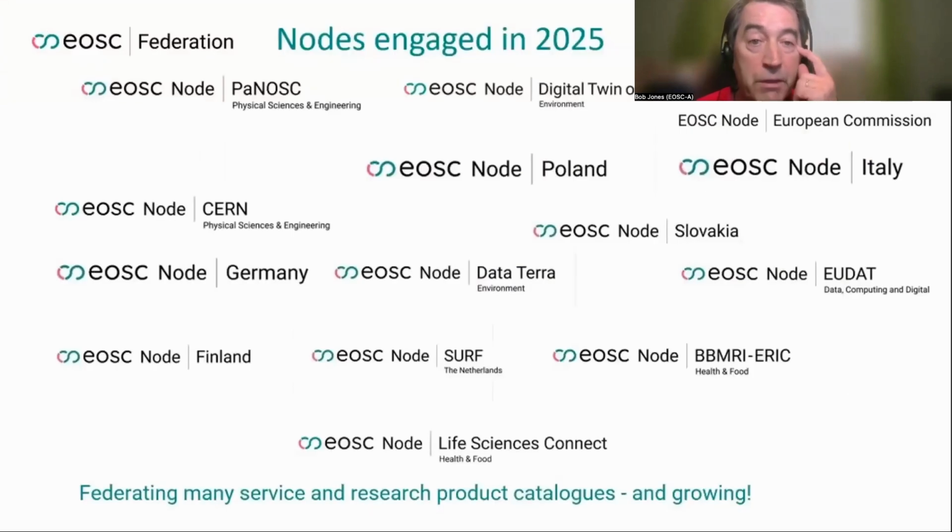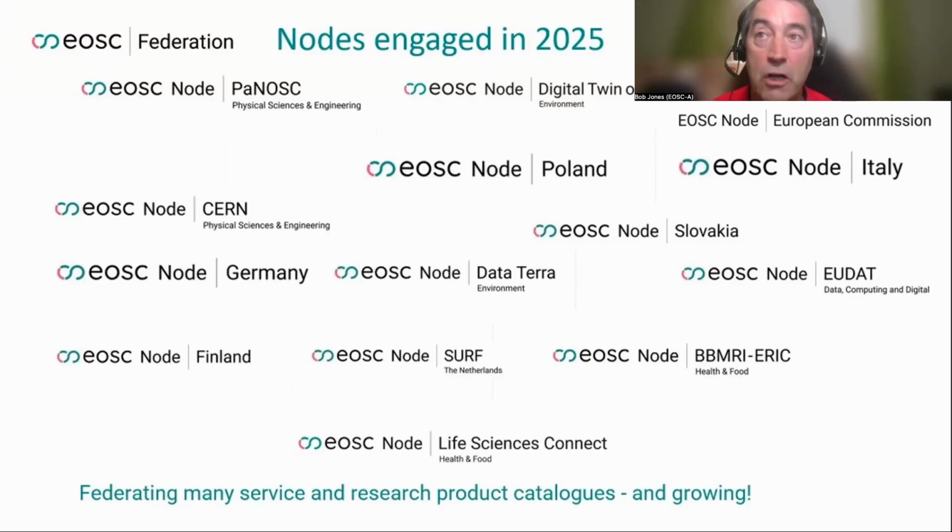And of course, what happened then is a questionnaire was sent out to many potential contributors. 122 came back. Out of those, 50 or 60 were interested in forming a node in the Federation. Out of those, with a dialogue, we ended up with the first 13 that became engaged during 2025. You can see them on this slide.